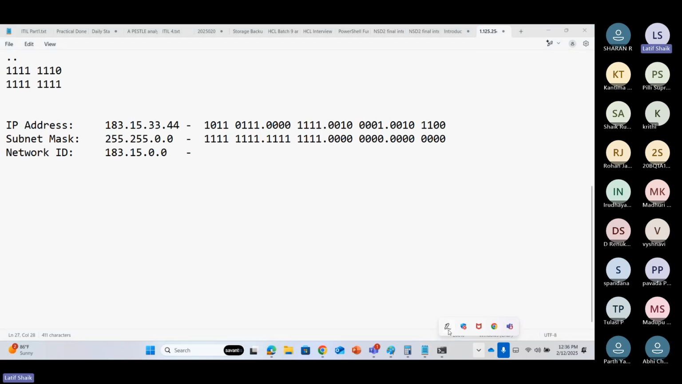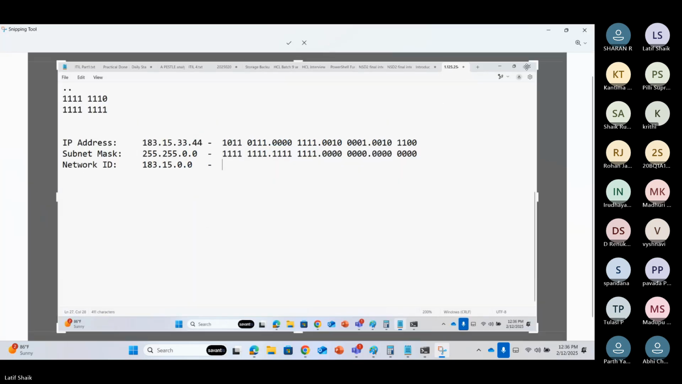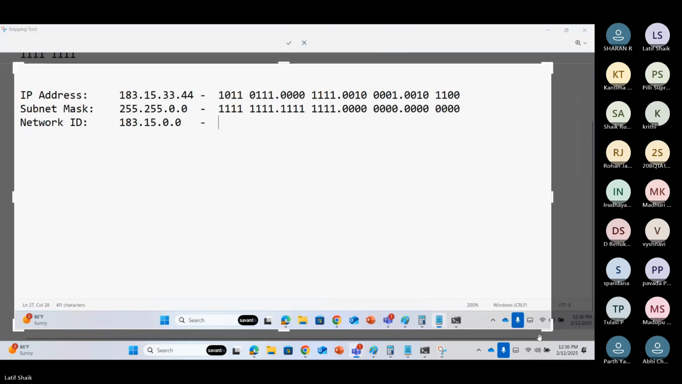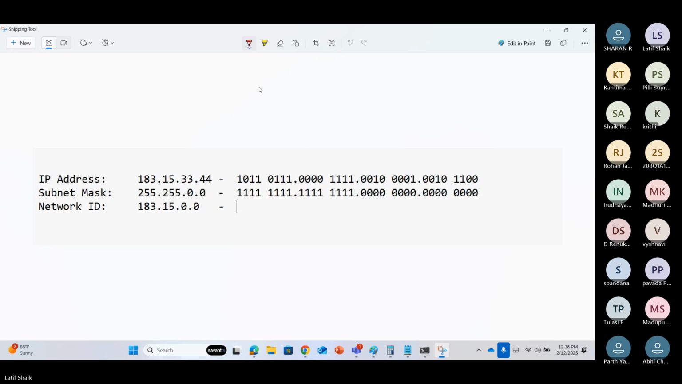Now, how will this be calculated? We'll see. So it compares this to this. It is 1 and 1, so the output is 1. 0 and 1, so you will get a 0. 1 and 1, so you will again get a 1. 1 and 1, you will get a 1. 0 and 1, you will get a 0.